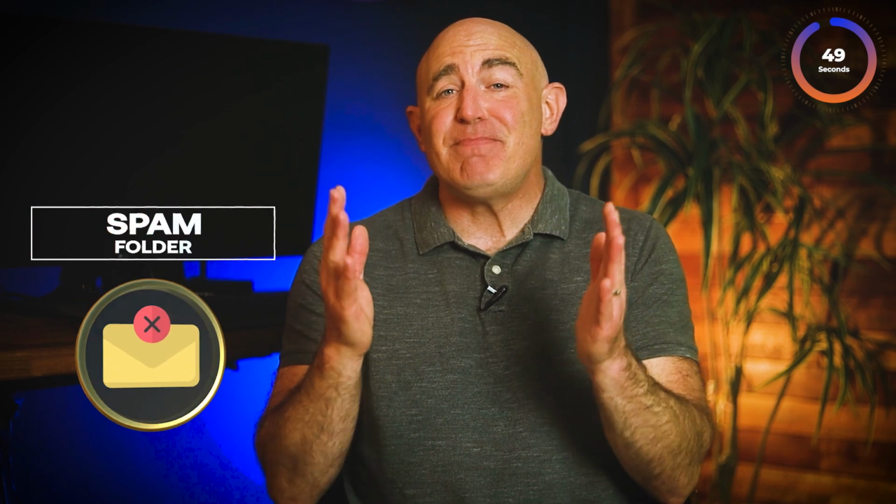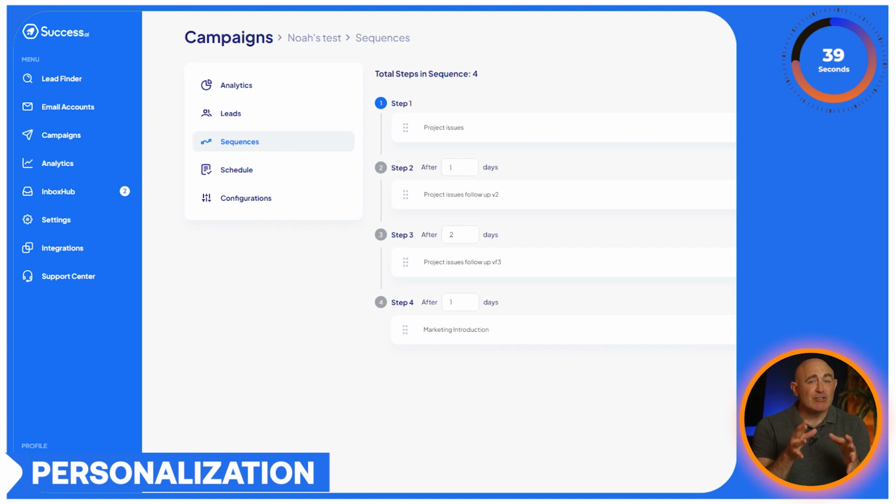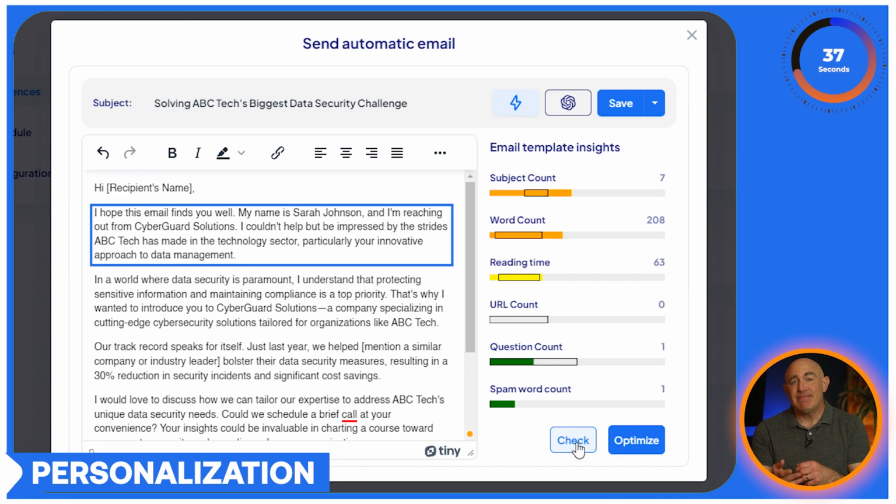To ensure your cold emails don't end up in the dreaded spam folder, let's discuss how to create an attention-grabbing message that captures your recipient's interest from the very first line. Personalization is key. Start by addressing your recipient by name and mention something specific about their company or industry. This shows that you've done your homework and aren't just sending out generic emails.